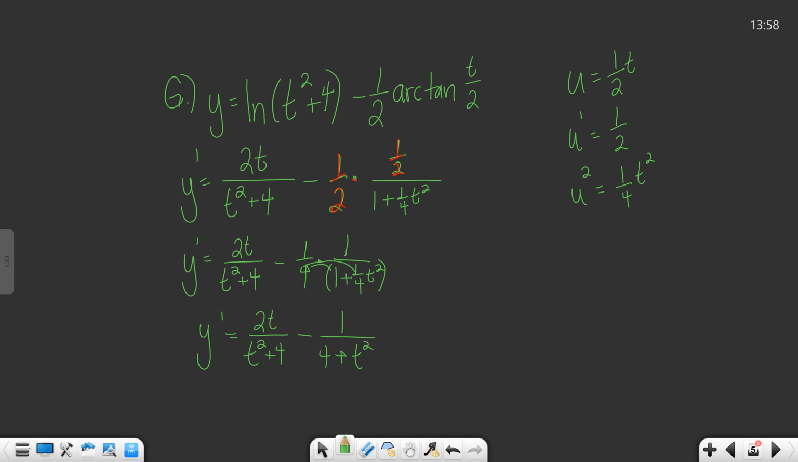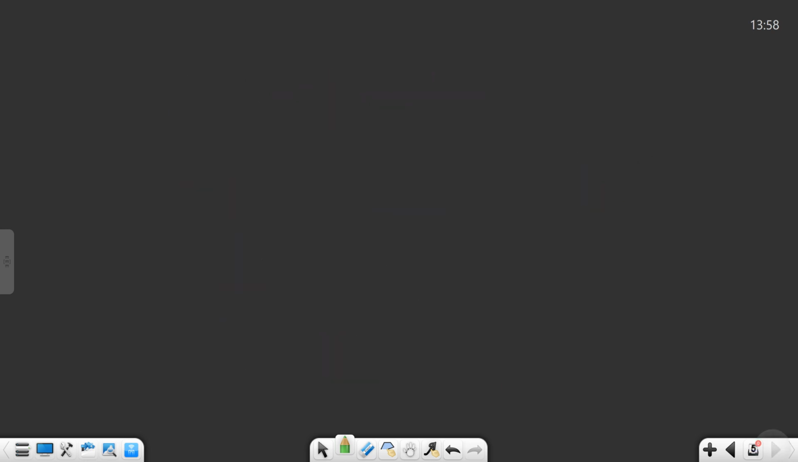Now look at your two fractions. You can add and subtract fractions if they have the same denominator, and these two do. Now they're out of order, but t squared plus 4 and 4 plus t squared are the exact same thing. So I can go ahead and put that together, 2t minus 1, and just keep that same denominator, t squared plus 4. So there is my derivative. And we've got one last one to do. This is h.